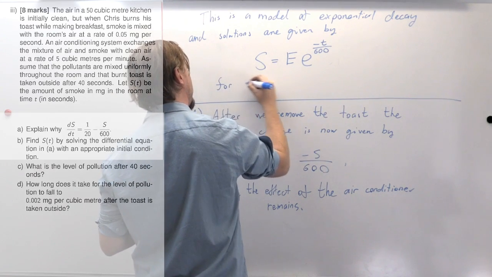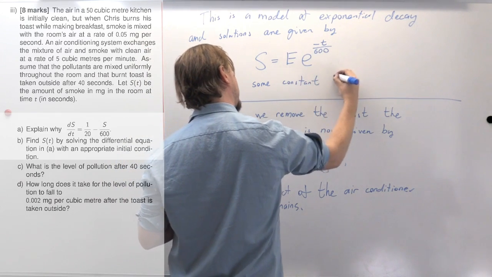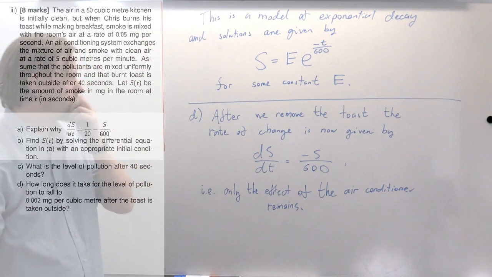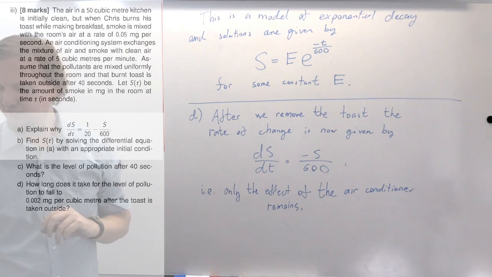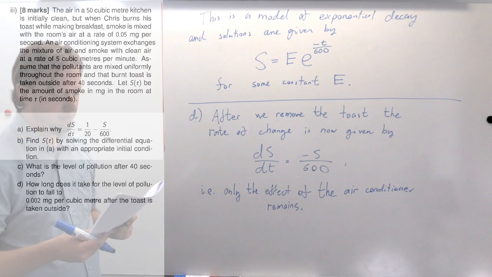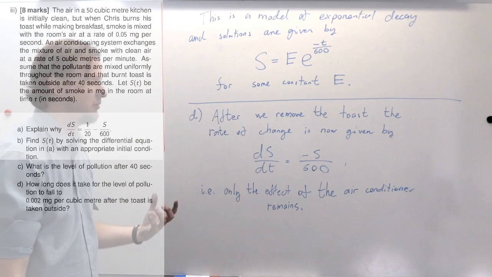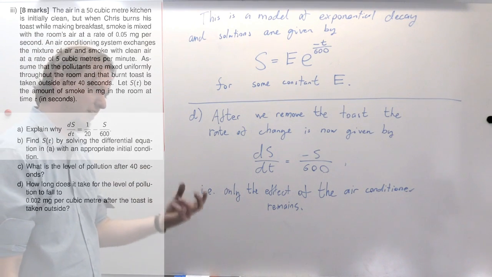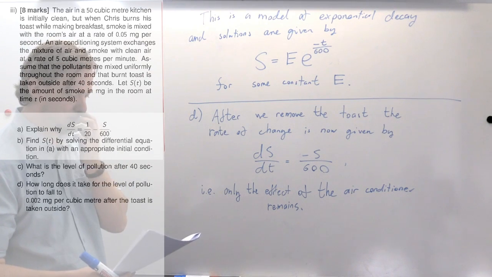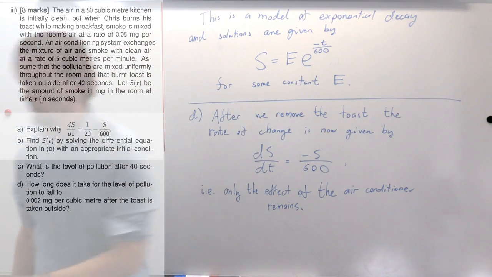And I'll just say what that is for some constant E. So I need to work out that constant E. Now that really depends on what are the initial conditions, and there are a few ways to work this out. My personal preference would be to start a new clock. So start at a new time 0 with the smoke level we had. Now I accidentally rubbed that out, but the smoke level was 1.93 milligrams.